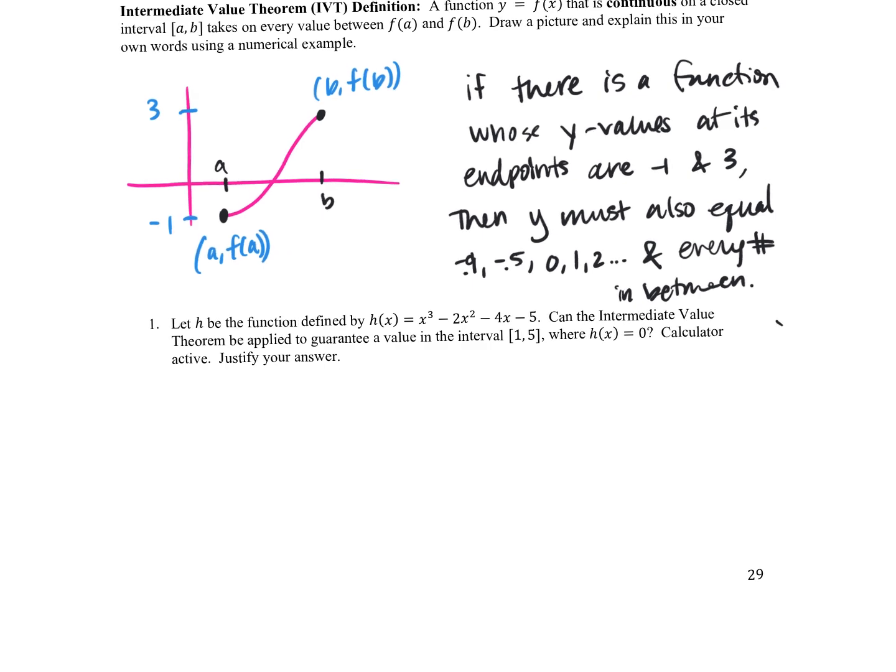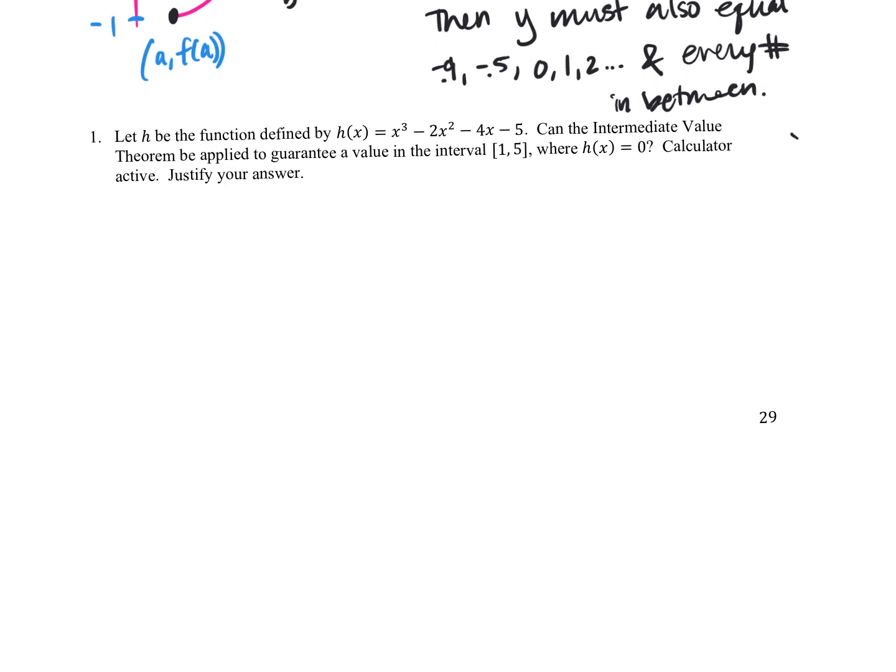Plug in a value for 1. Yeah, we want to go find it, you guys. I want you to write it like this: h of 1. And that means we've got 1 cubed minus 2 times 1 squared minus 4 times 1 minus 5. Now, we don't need a calculator for that.